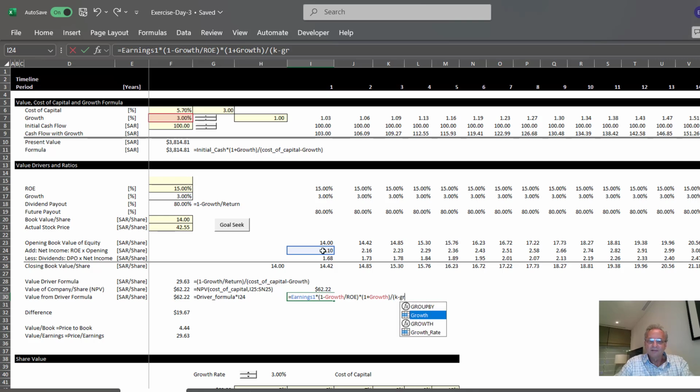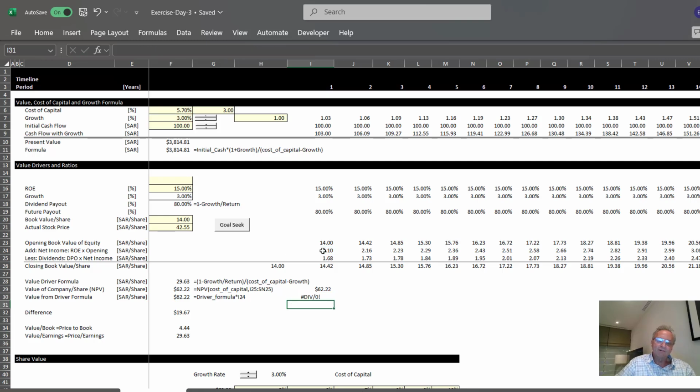Oh, shoot. Maybe I need a little bracket here or something like that. Did I do something wrong here?